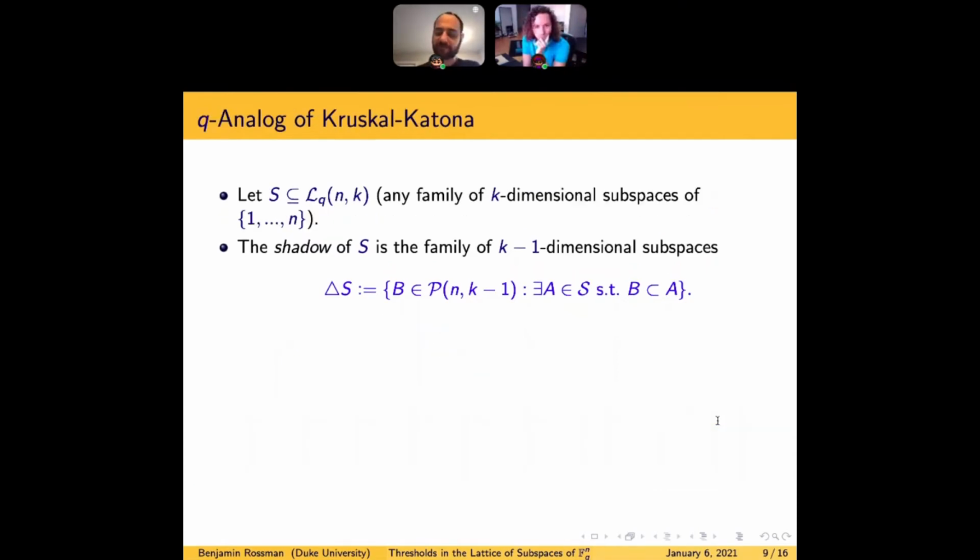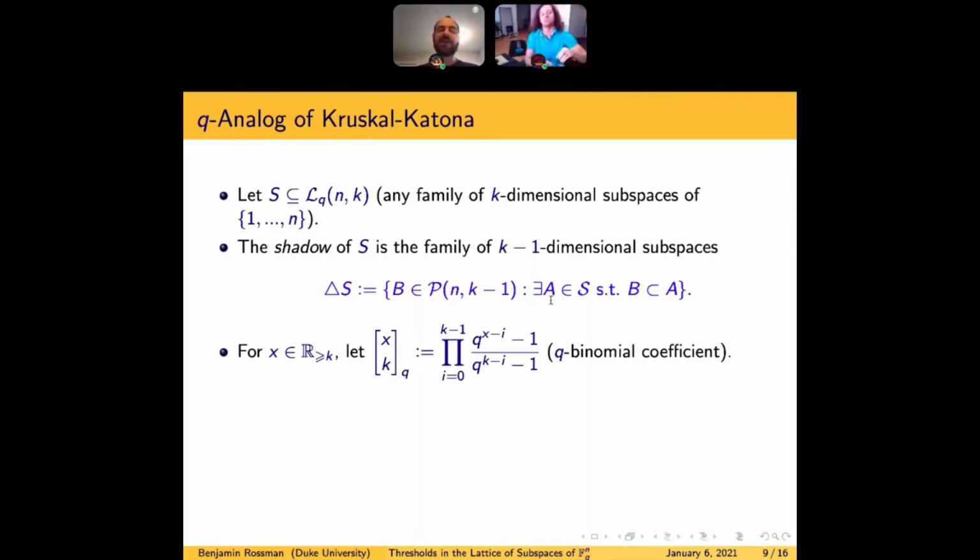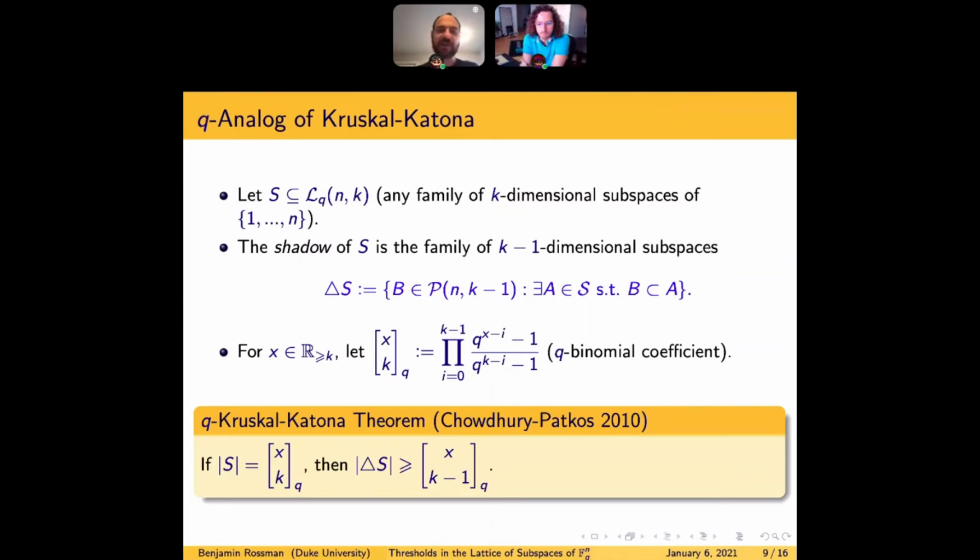Keevash's version of Kruskal-Katona was generalized to the linear lattice. In the linear lattice, for a family of k-dimensional subspaces, we define the shadow in the same way. Now one considers the q-binomial coefficient, and when q is an integer, this counts the number of k-dimensional subspaces of an x-dimensional F_q vector space. Chowdhury and Patkós proved the following q-analog of the Kruskal-Katona theorem by essentially the same proof.